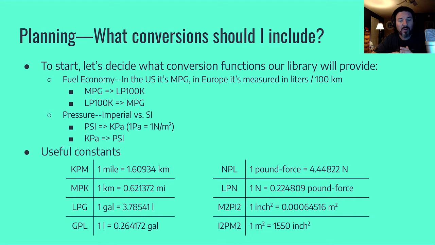I looked up some useful constants in this case: the kilometers per mile, miles per kilometer, liters per gallon, gallons per liter, newtons per pound-force, pound-force per newton, and meters squared per inch squared, and inch squared per meter squared, right? So I got those in both directions because I thought they would be useful.